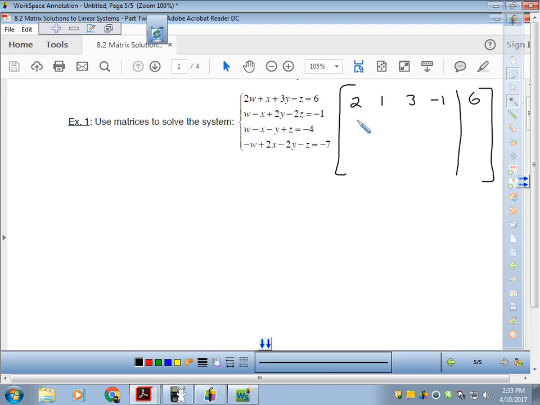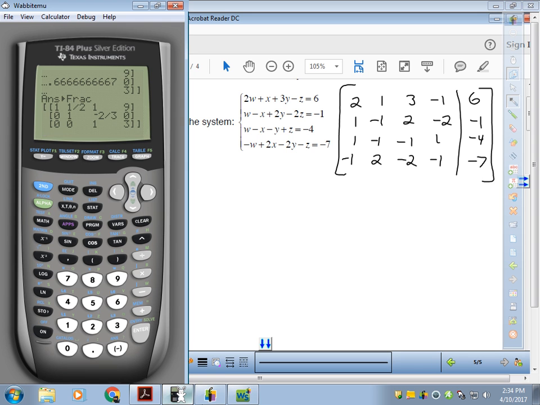The next one would be 1, negative 1, 2, negative 2, and negative 1. The third one would be 1, negative 1, negative 1, 1, negative 4. And then the last one would be negative 1, 2, negative 2, negative 1, negative 7. Now, we could try and put this in row echelon form ourselves by hand, but again, it's much easier to do it with a calculator.